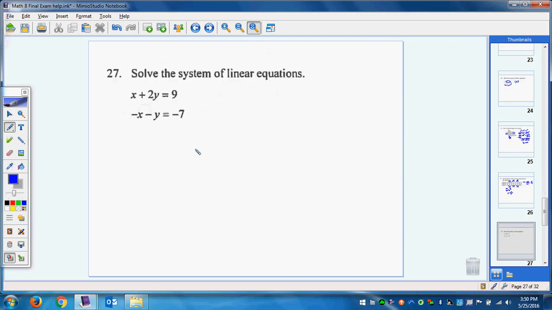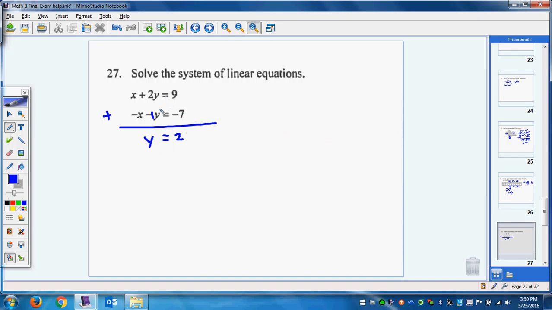Solve the system of linear equations. This one is not substitution method. This is elimination method. If you notice, the x's are already same digit, opposite sign. So it means I just go ahead and add them up. My x's will eliminate, which is my desire. My y's will combine to 1y, or just y, because 2 subtract a hidden 1 there is 1y. 9 subtract 7 is a 2. So the y value is 2.